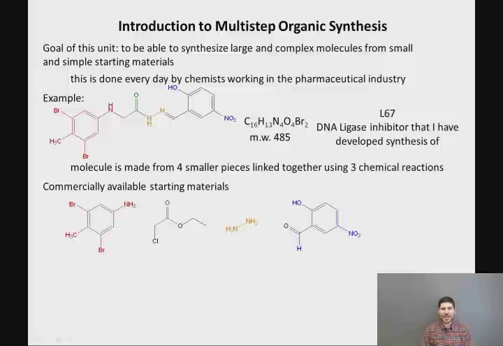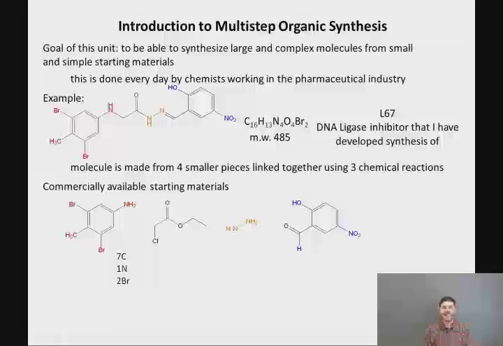So the commercially available starting materials that I ended up using for this synthesis, the left-hand fragment in red is 3,5-dibromo-4-methylaniline. Then the green carbons come from ethyl chloroacetate. The orange nitrogens come from hydrazine. And then the right-hand ring is 2-hydroxy-5-nitrobenzaldehyde.